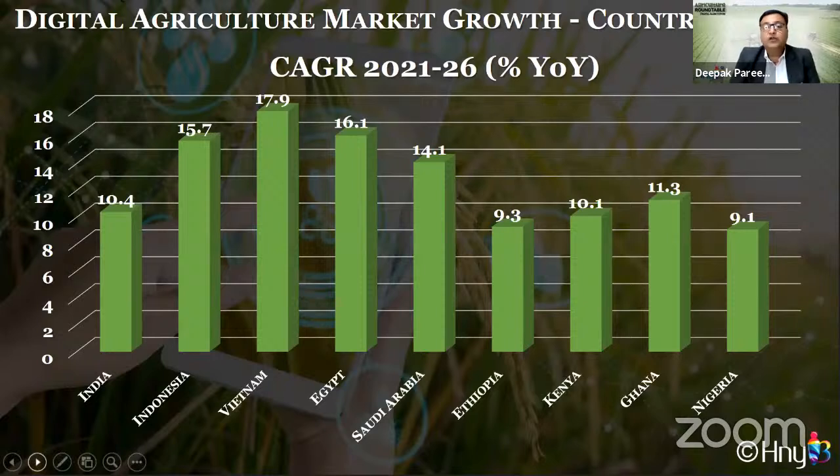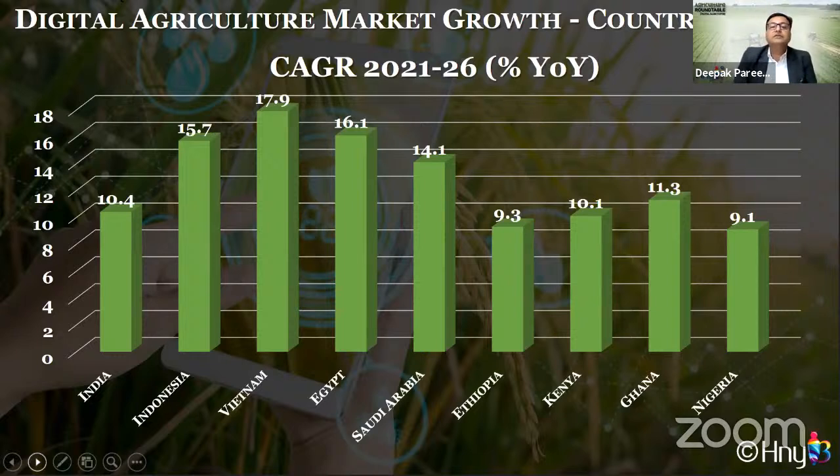We have tried to take only those countries where we see that by 2026, the digital agriculture market would be at least $100 million. So the small countries where the growth might be high, but still the size of the market is not very large or medium size, we have ignored that. India, unfortunately, as I was telling you earlier, has a growth rate that is pretty low when compared to other counterparts, especially in Asia and Southeast Asia. So we are at 10.4.